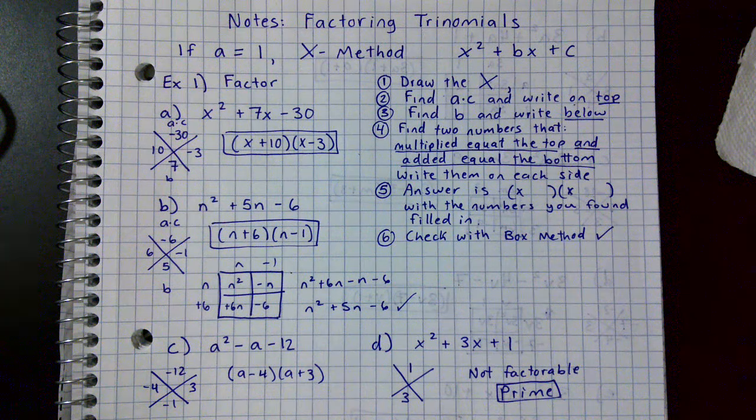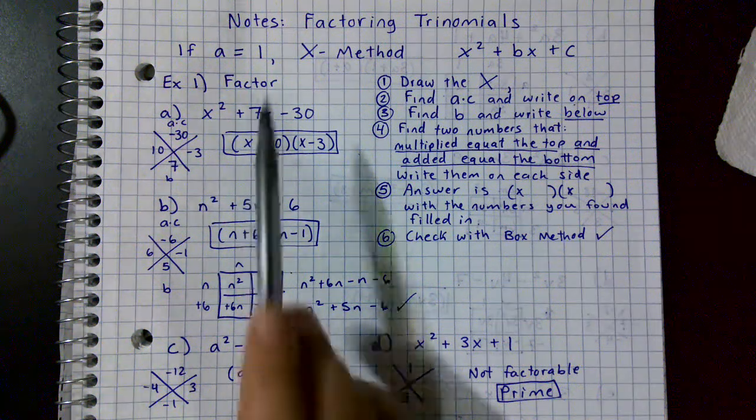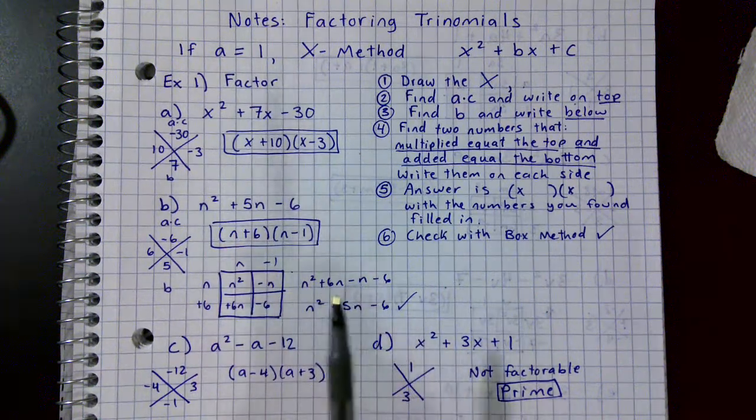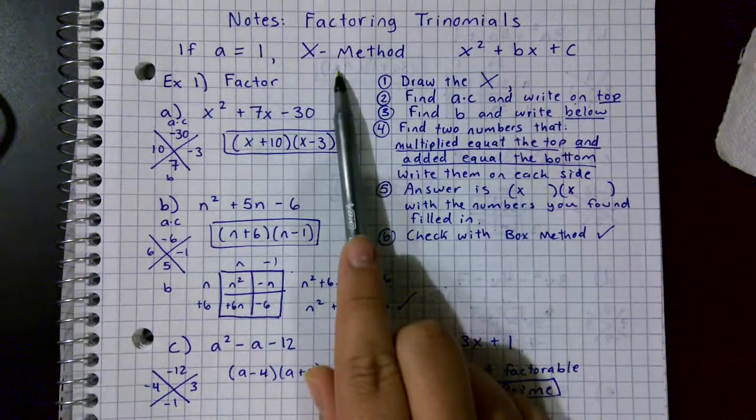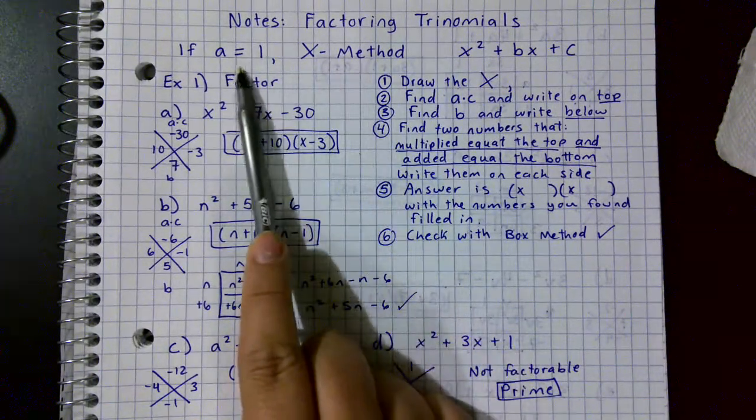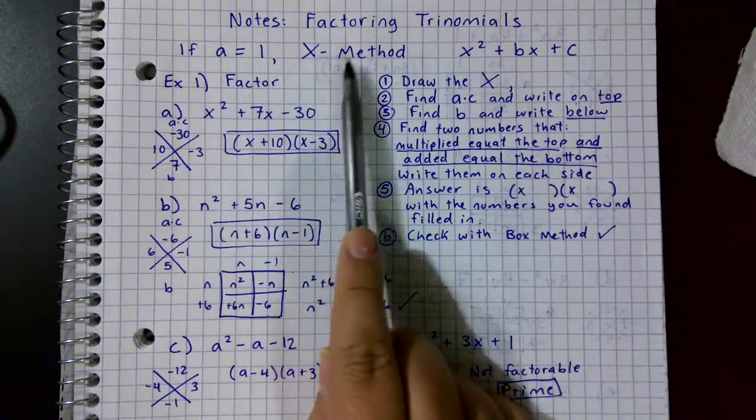Hello, today we're going to go over factoring trinomials when a is equal to 1, but also when a is bigger than 1. And we're going to be doing this by the x method. So if a is equal to 1, you can use the x method.